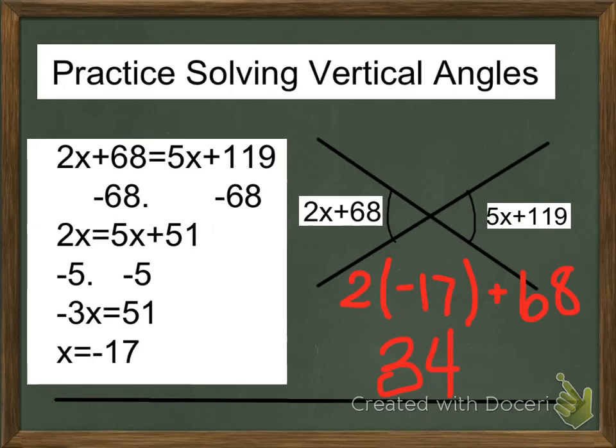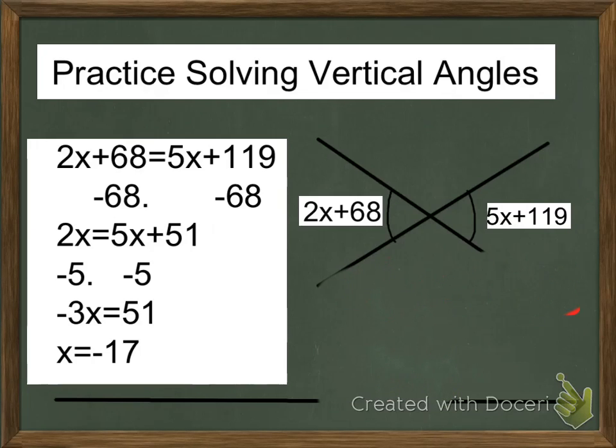Now you do the second expression, which is 5 times negative 17 plus 119, which also equals 34. So since both of these angles equal 34, these angles are vertical.